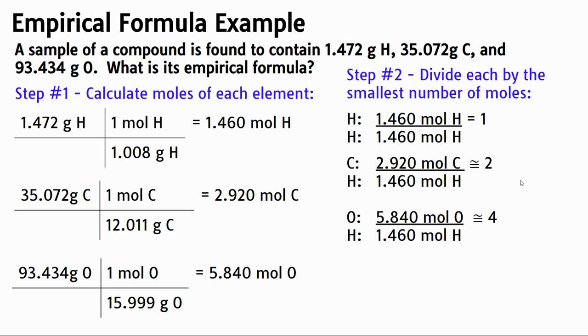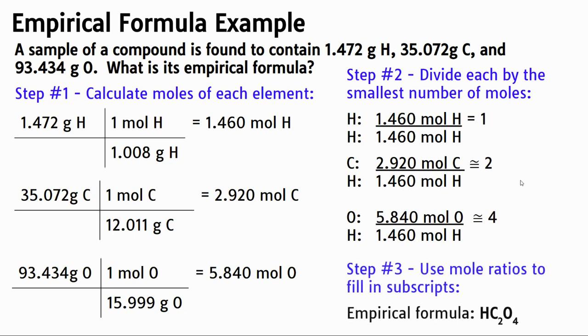So how do we then represent that in the actual formula? We use these mole ratios to fill in the subscripts. So we have a hydrogen, a carbon, and an oxygen. And hydrogen divided by itself is 1, of course. Carbon to hydrogen, we have 2 carbons. And oxygen to hydrogen, we have 4.